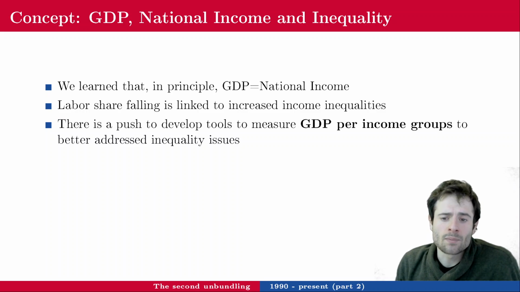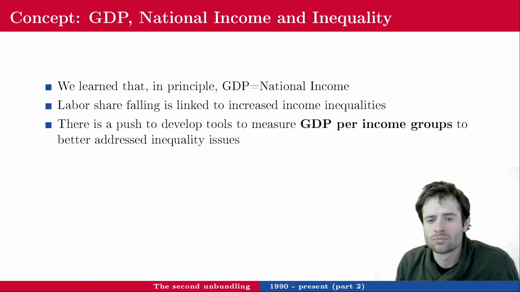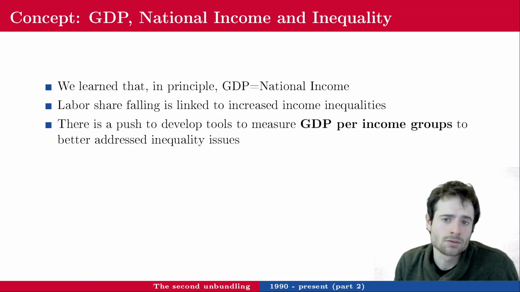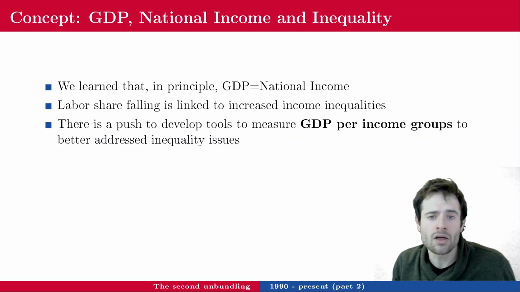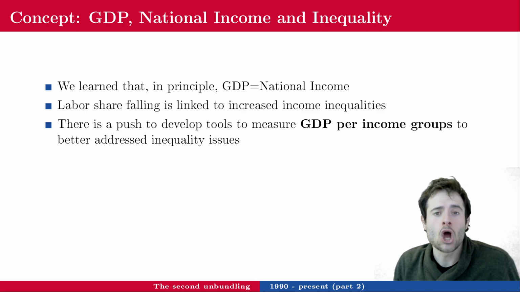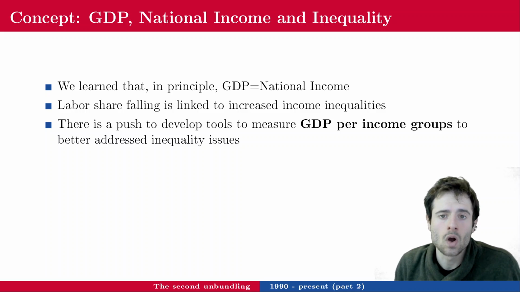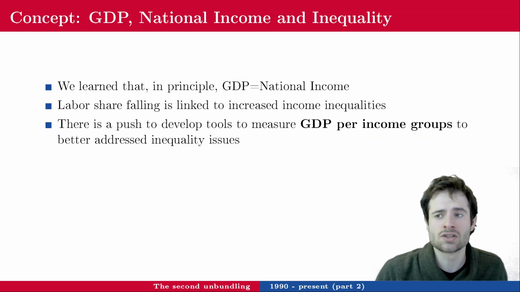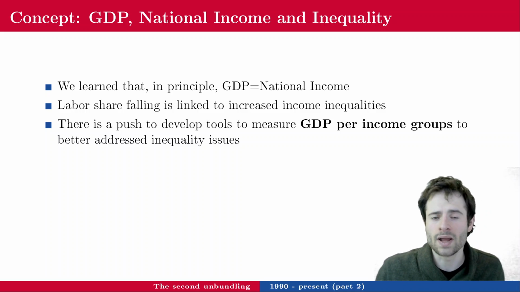There is a push to develop tools to measure GDP per income groups to better address inequality issues. So you want to distinguish income inequalities across groups. You want to look at whether poor people get poorer or richer people get richer, for instance. Sometimes it's one, sometimes it's the other, but both mean an increase in inequalities. So just looking at an increase in inequalities is not enough to say whether it's because the rich get richer or the poor get poorer.